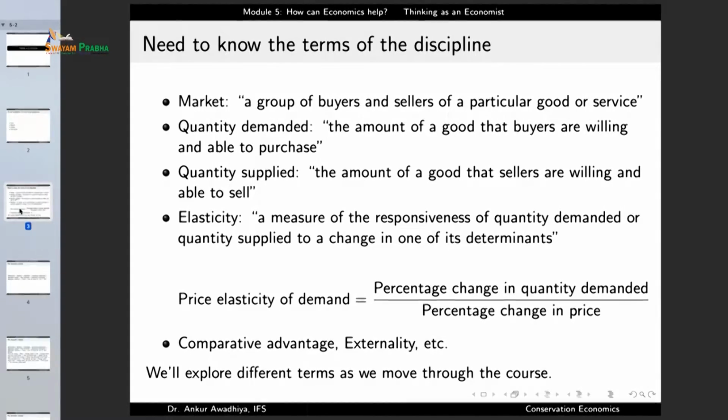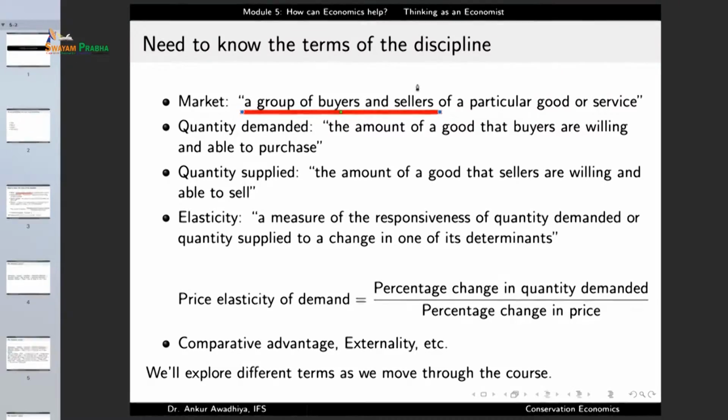A market is defined as a group of buyers and sellers of a particular good or service. It is a group of buyers and sellers, which means that you cannot have a market with just a few buyers or just a few sellers, or just one buyer and one seller. That will not make a market. You require a large number of buyers and a large number of sellers. And these are buyers and sellers of a particular good or service, which means that we can have different kinds of markets. We can have a market for goods, we can have a market for services.